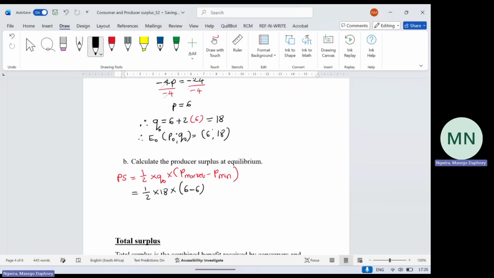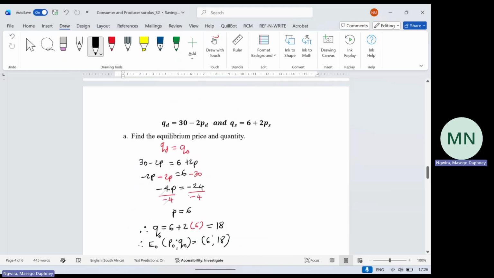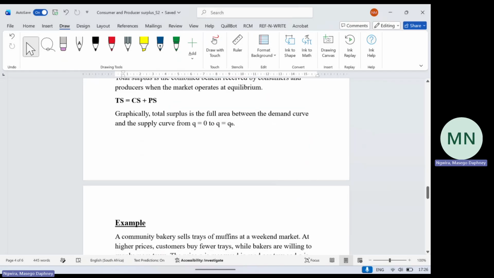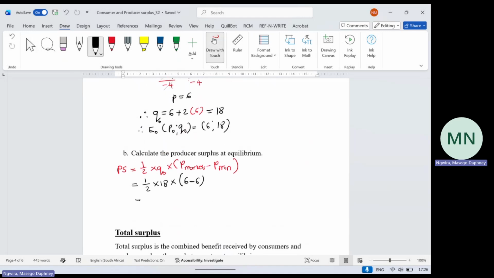So remember the minimum, it's this. It's on your supply function. So this is the intercept of a supply function. So it means that the answer is going to be 0. All right, so the producer surplus at equilibrium is 0.